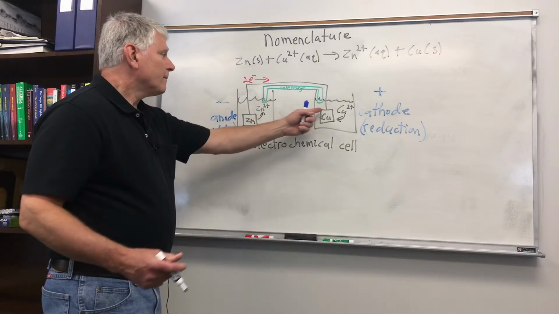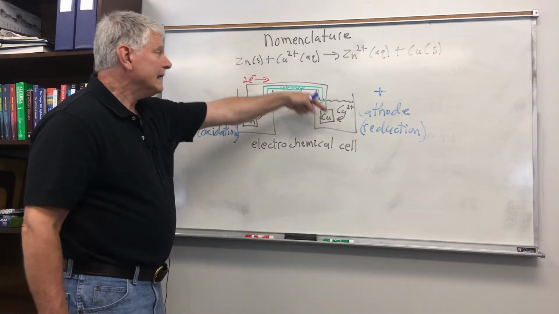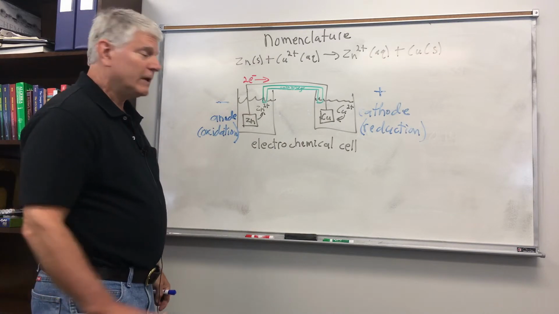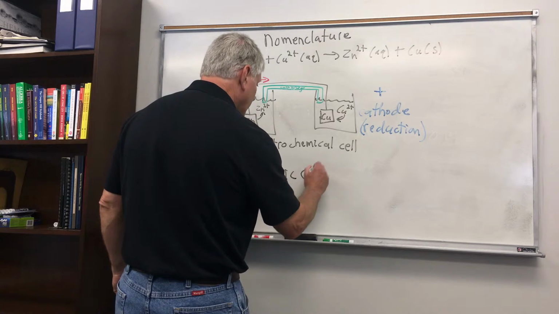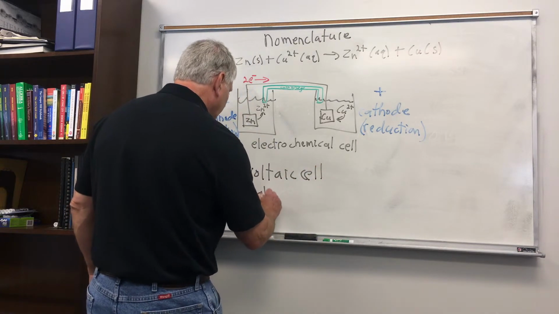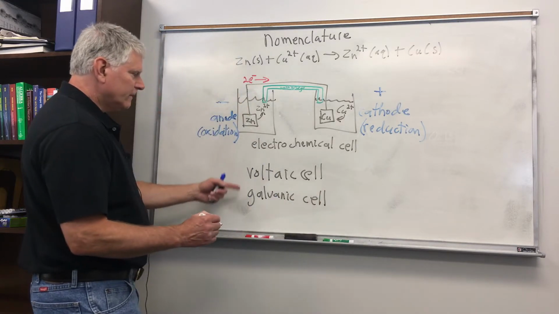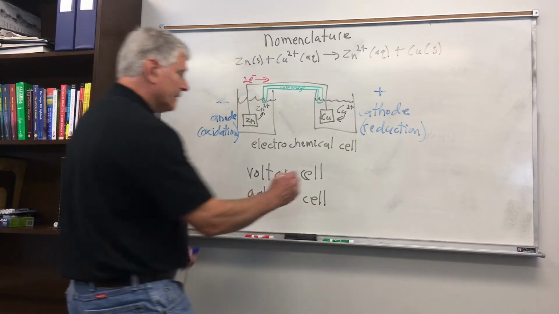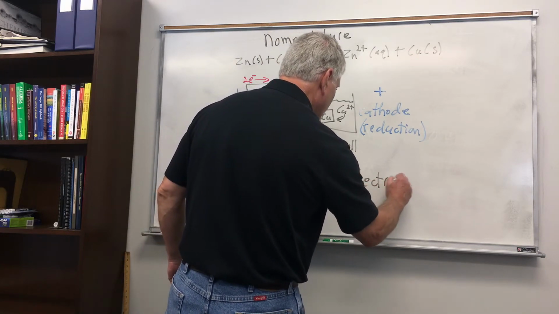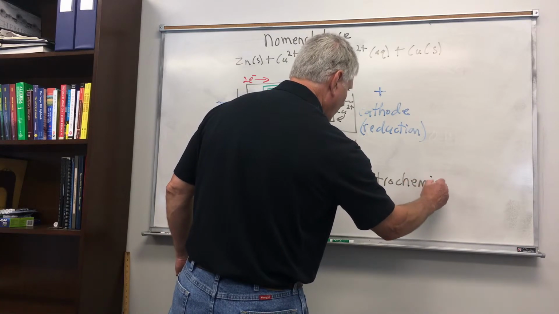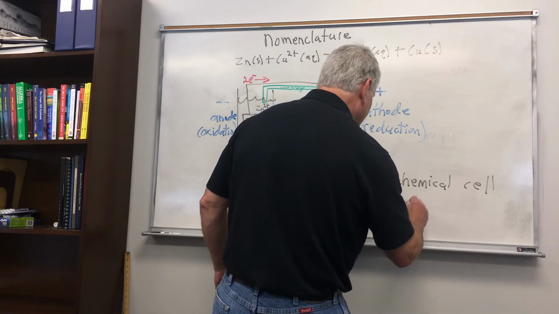Now, if we set up our electrochemical cell and it runs spontaneously in this direction, we call this a voltaic cell or a galvanic cell. So these are 2 words for the same thing. So that means the electrochemical cell runs spontaneously.